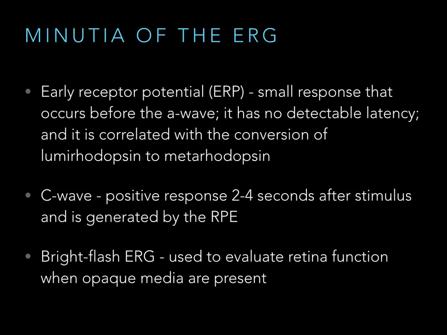Okay, minutia. Early receptor potentials, this is in the book. It's a small response, has no latency. It's probably related to this conversion of lumirhodopsin to metarhodopsin. The C wave is from the RPE, and it takes about 2 to 4 seconds before it occurs. And this bright flash ERG, which is quite a bit brighter than the regular one, is for, again, trauma patients that if they've got really opaque media, you're trying to decide whether you should operate. Again, around here, we just operate.